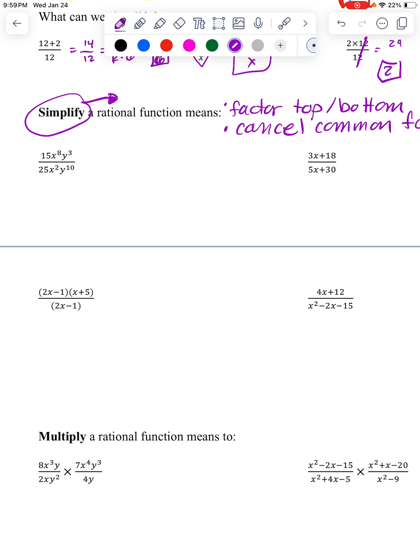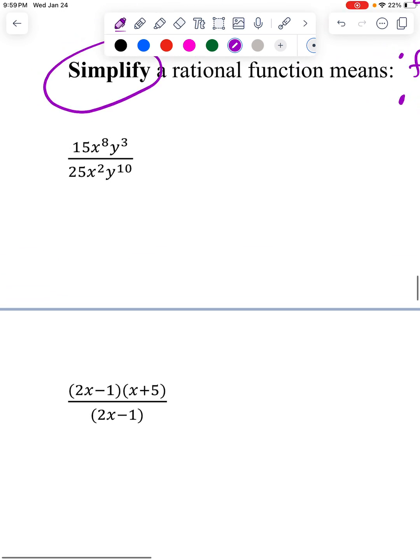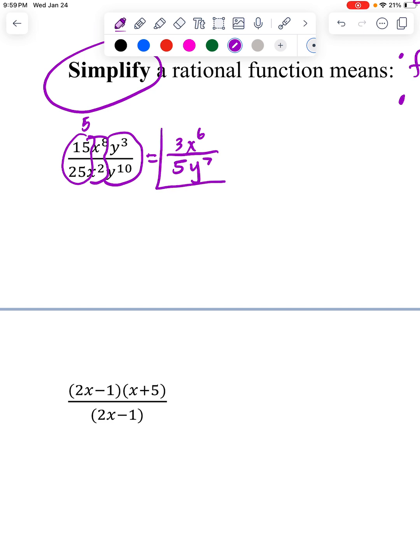Now, this one doesn't have adding and subtracting, so we've actually done this before. All I'm going to do here is reduce this part, and I can take a 5 out of both. So this would turn into 3/5. Then the x's we've done before: 8 on top with 2 on the bottom means you're going to have 6 left on top, 3 on the top and 10 on the bottom, a difference of 7 will be left on the bottom.